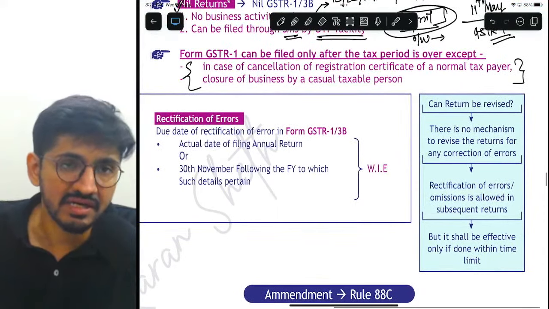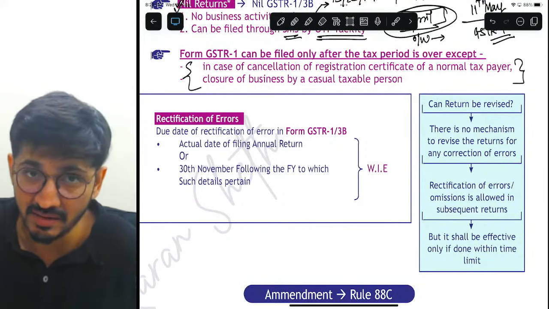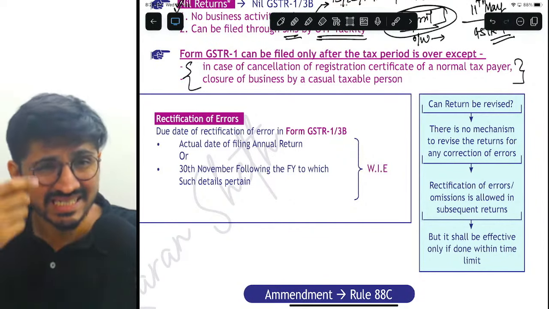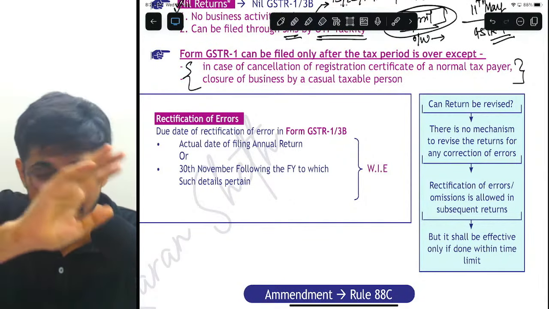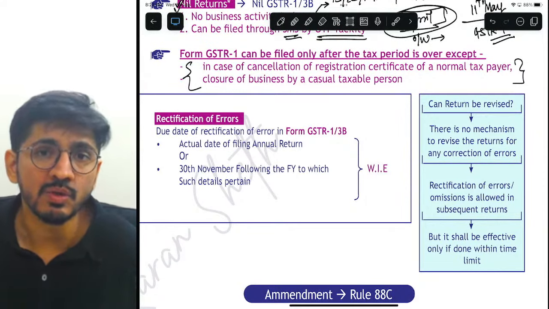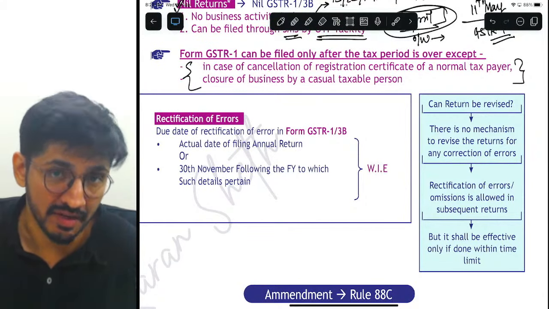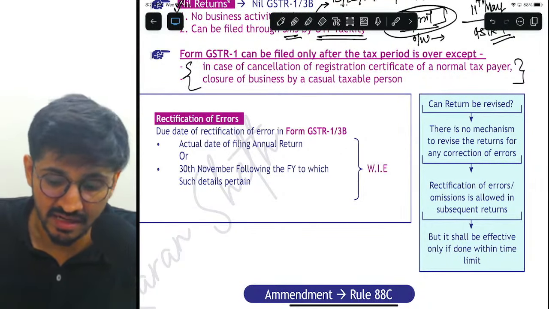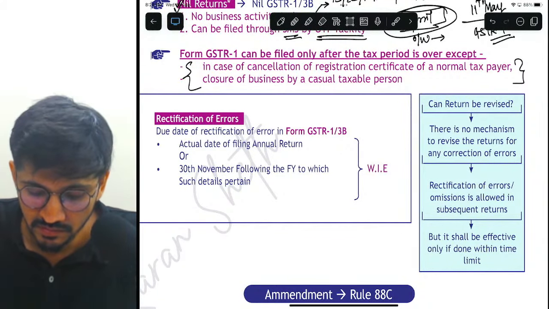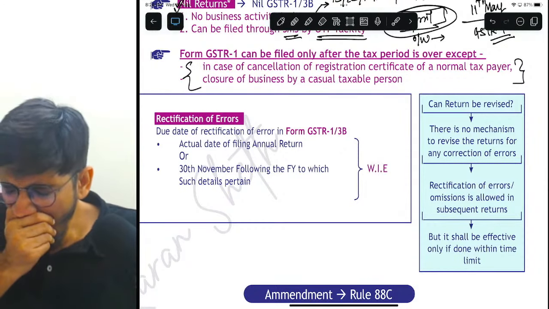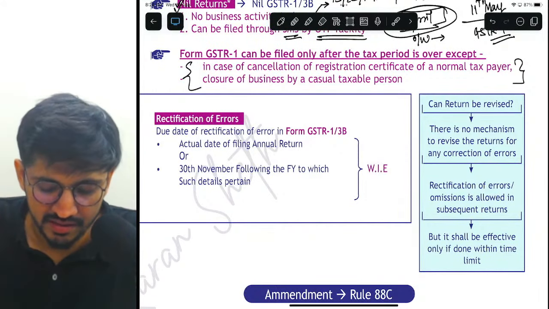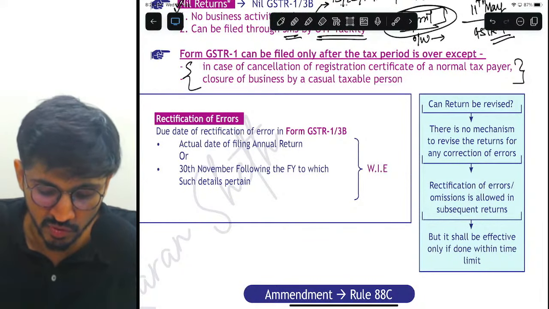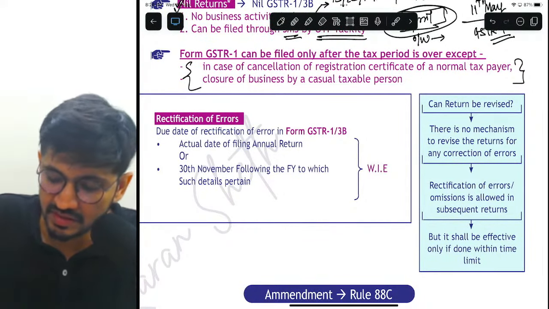Can we revise a return? No, the concept of revised return is in income tax, because the entire return has to be filed once. But here you have to file a return every month, which is why there is only the concept of rectification, and rectification can be done either on the actual date of filing the annual return or 30th November of the following financial year to which such details pertain, whichever is earlier.